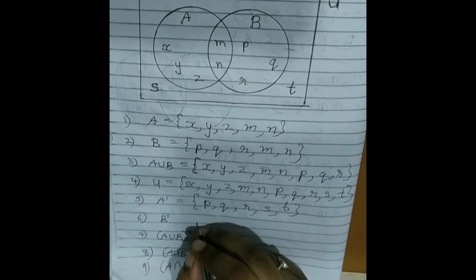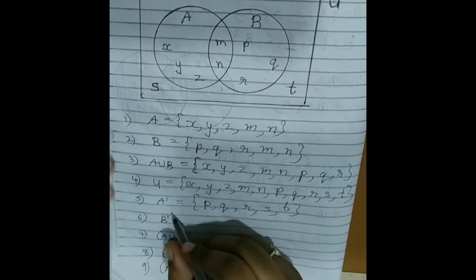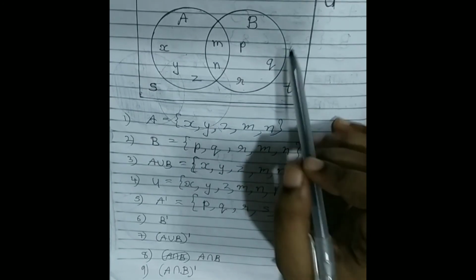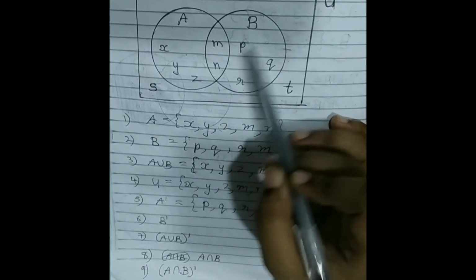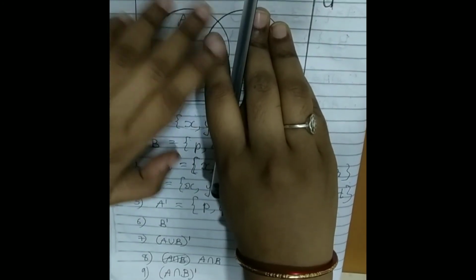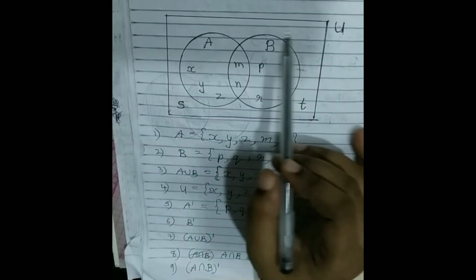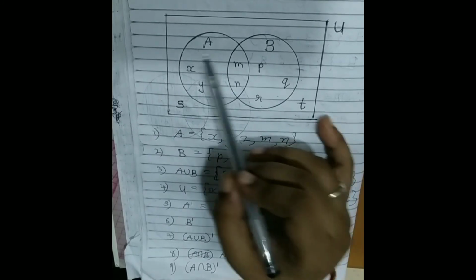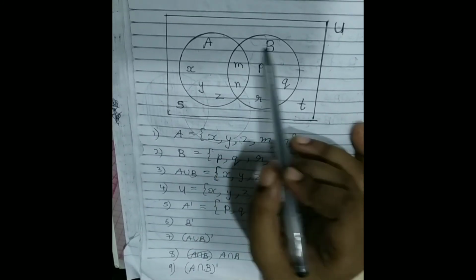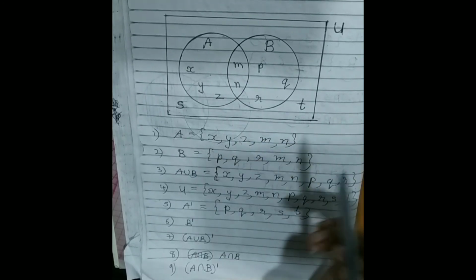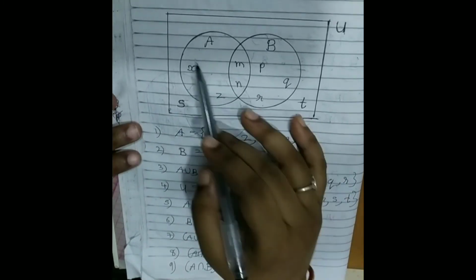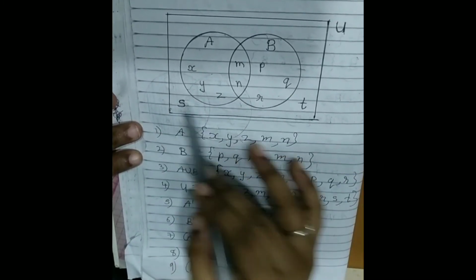Okay, next is B complement. What is B complement? B complement is the set of all elements which are not in B. Outside B, whatever is there, you should write. So outside B, what are the elements? X, Y, Z, S, T. So these are the elements in B complement.